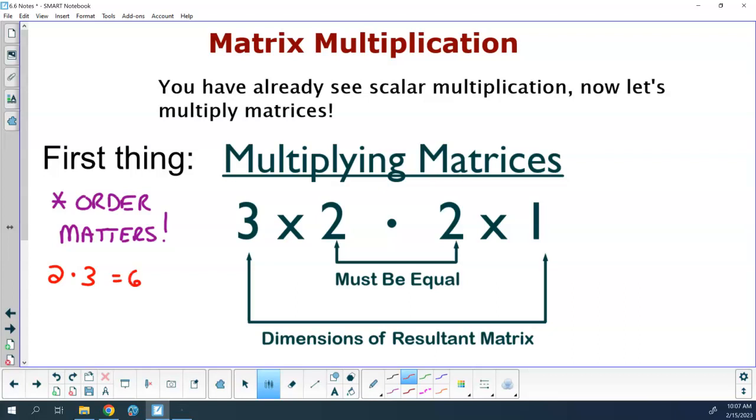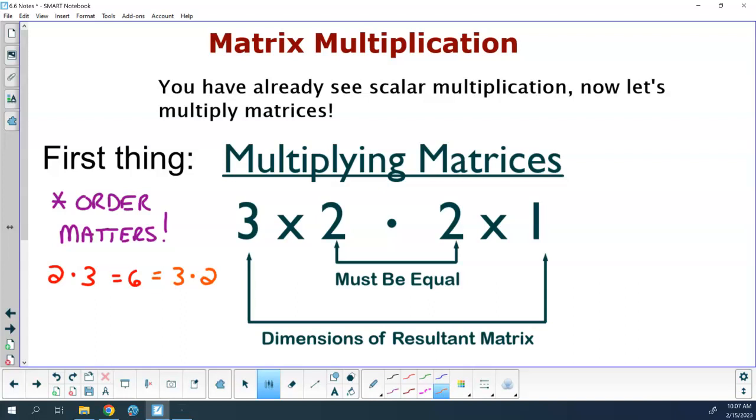And that's the same as 3 times 2, right? You can flip-flop. Order doesn't matter in normal multiplication. In matrix multiplication, because of our first rule, rows by columns, the order that you multiply in matters. So order matters. You can't just flip-flop your matrices and expect to get the same thing. Can't happen in matrices.